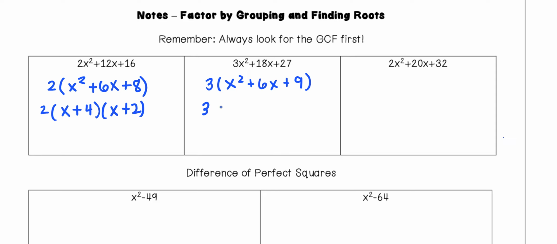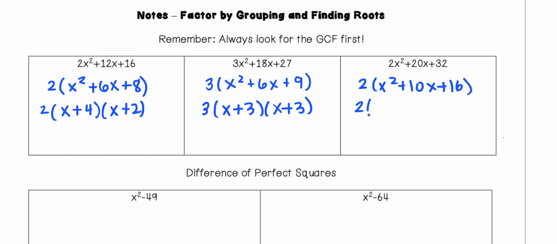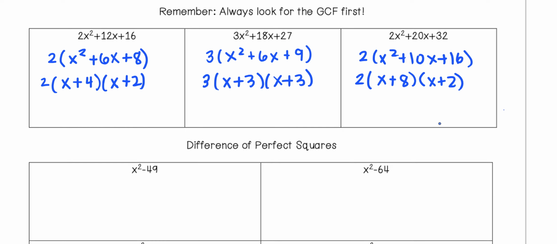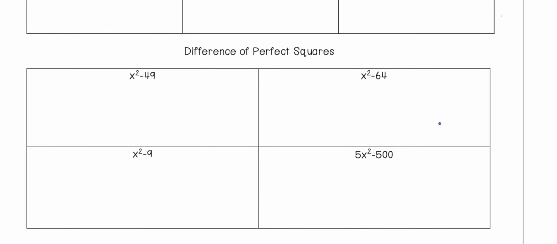We would go ahead and break this one up into 3 times x plus 3 times x plus 3. And that would get us our fully factored form of the second one. And our GCF in this last example is a 2, and we're left with x squared plus 10x plus 16. And our two factors there that add to 10 and multiply to 16 would be 2 and 8, so x plus 8 and x plus 2. And that would be our fully factored form. So looking for that GCF first is just going to save you a little bit of grouping work there.